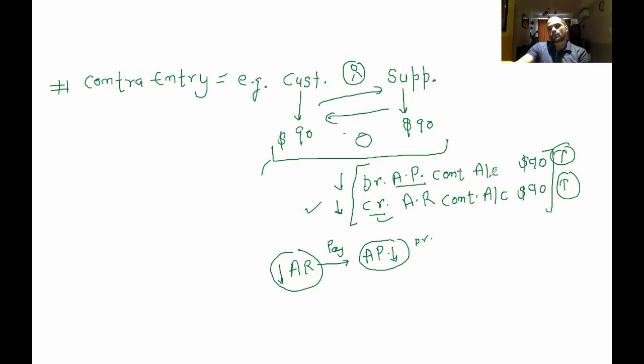Contra transactions could be related to cash or banks or anything. So here we do not focus on cash or banks, but I'm just giving an example of customers and suppliers because that's much more related to your control accounts, right? That's the first thing you have to remember about contra entry, right?